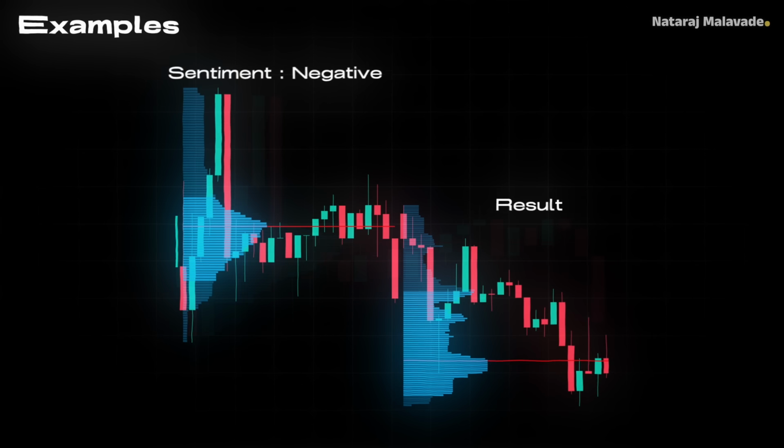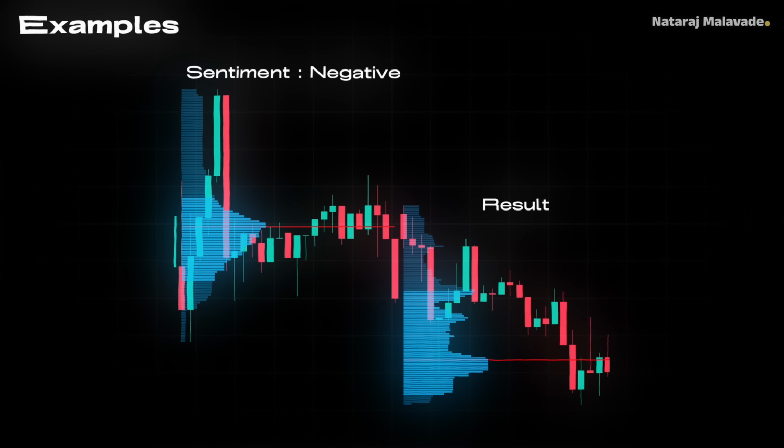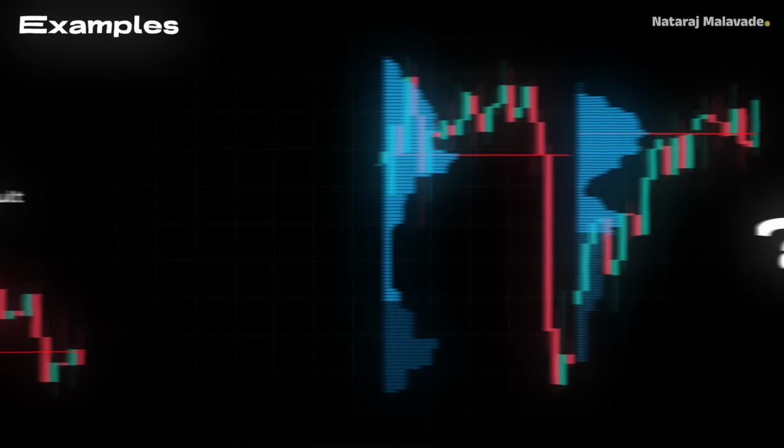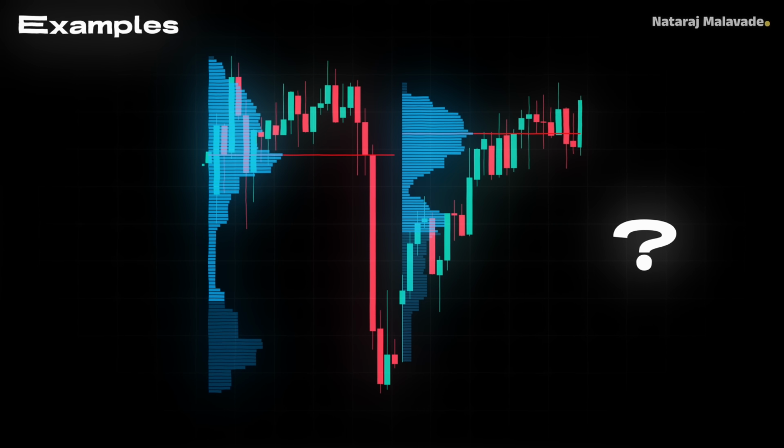Well, the sentiment is negative because the market closed below the value area, and as a result, it indicates a selling imbalance. As a result, the subsequent day we got a very good downward momentum even from the point of control level. Now let's examine a few dual profile examples here.